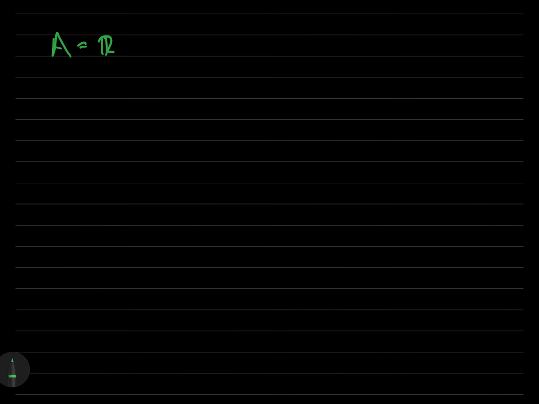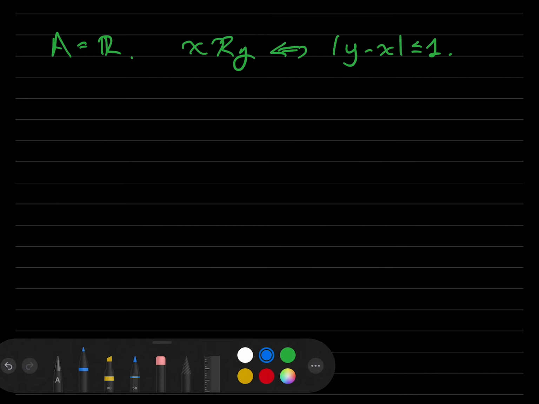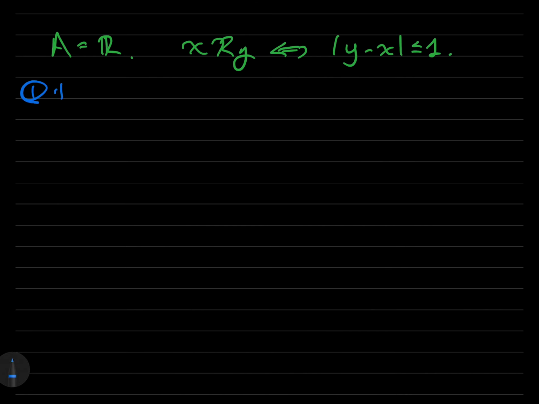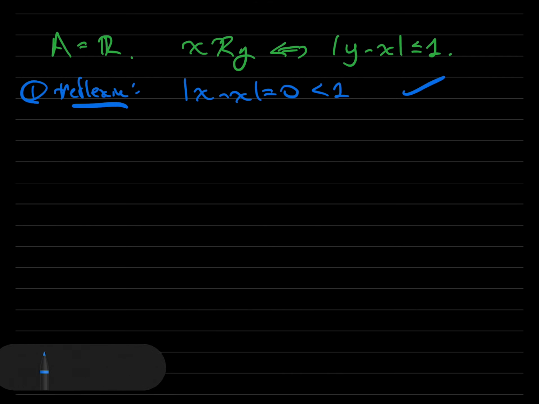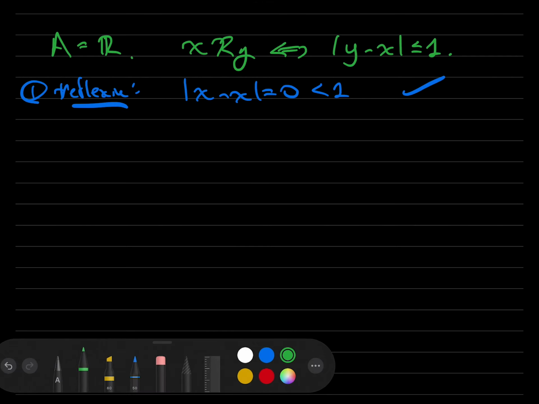One last example before we go. Let's let A be the set of real numbers, and let's say that x relates to y if and only if the absolute value of y minus x is less than or equal to 1. Is this an equivalence relation? Well, it's certainly reflexive, right? Because x minus x is 0, the absolute value of 0, and that's less than 1. So check. Also notice that the formula itself is symmetric with respect to y and x.